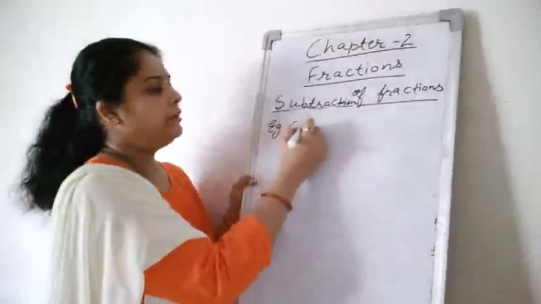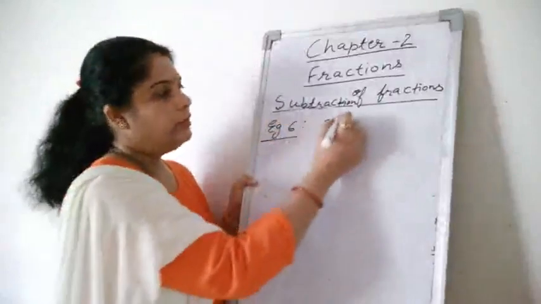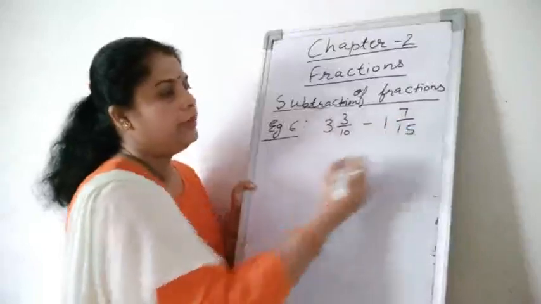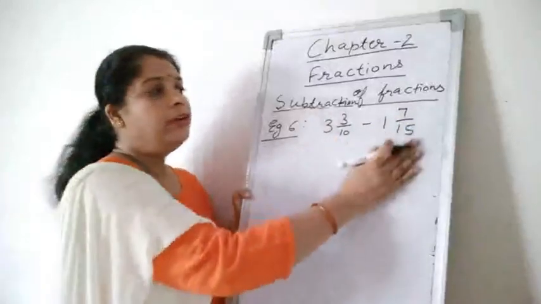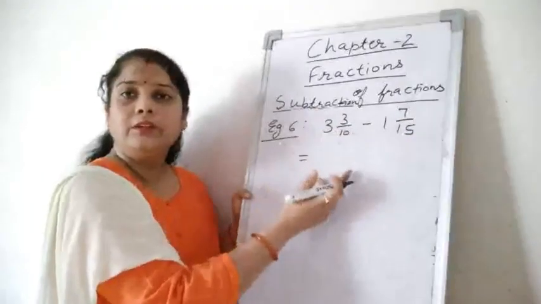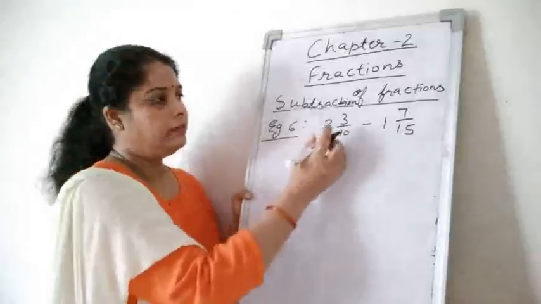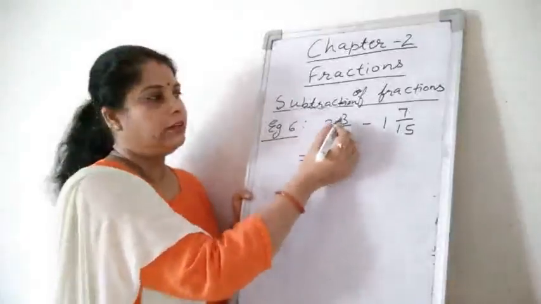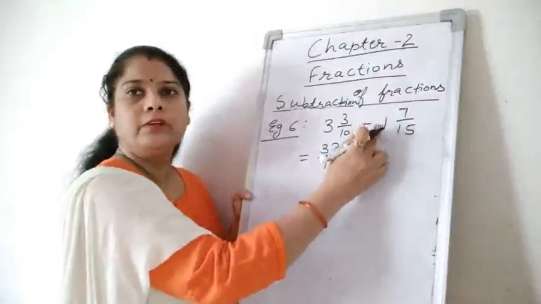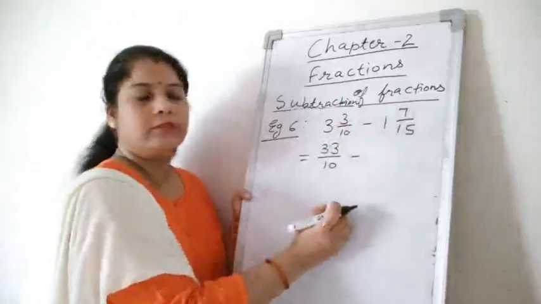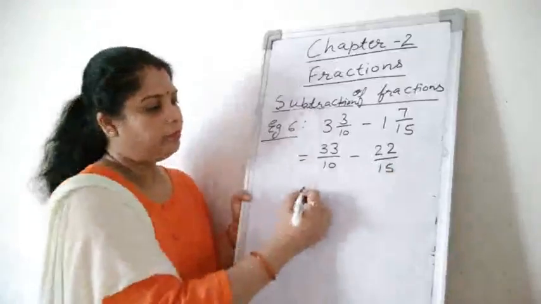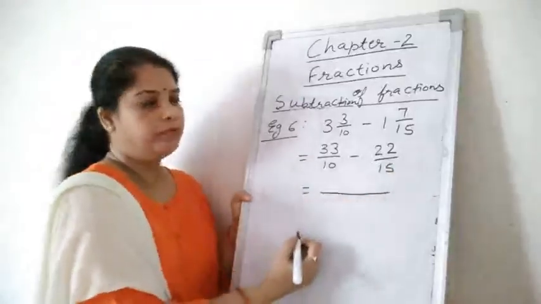Example number 6. 3 3/10 minus 1 7/15. Now here we have mixed fractions. So we will convert first into improper fractions and then take the LCM. 10 3s are 30. 30 plus 3, 33/10 minus 15 1s are 15, 15 plus 7, 22/15. Now then take the LCM.